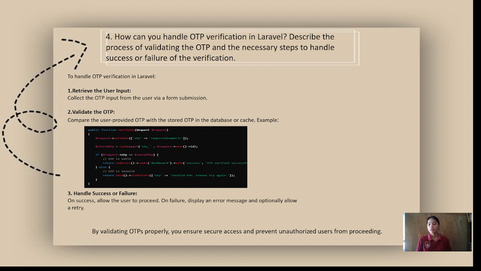Number 3, handle success or failure. On success, allow the user to proceed. On failure, display an error message and optionally allow a retry. So by validating OTPs properly, you ensure secure access and prevent unauthorized users from proceeding.